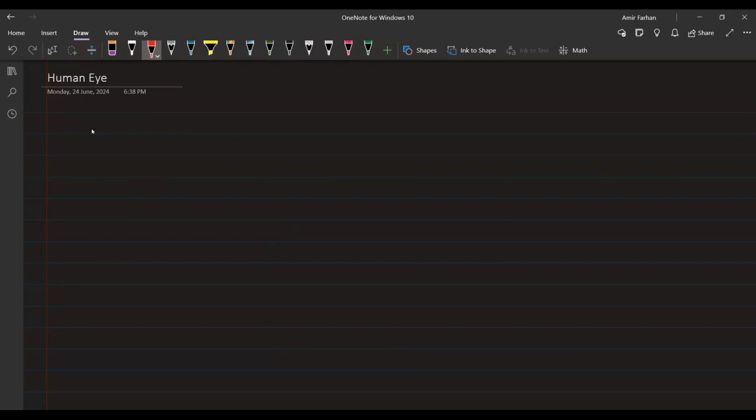Okay, so basically, this is the first topic of the human eye chapter, that is the human eye. So basically, we will study about the human eye. What are the functions of the human eye, and what are the different things associated with the human eye? Okay. So let me paste the picture of the human eye first.